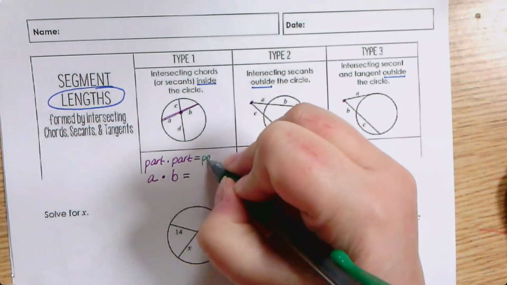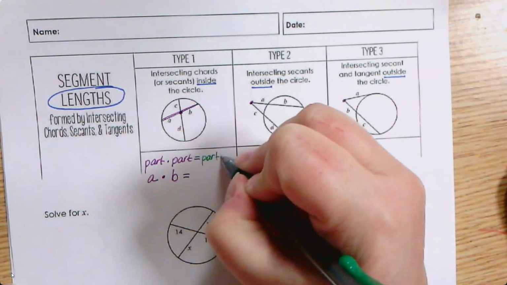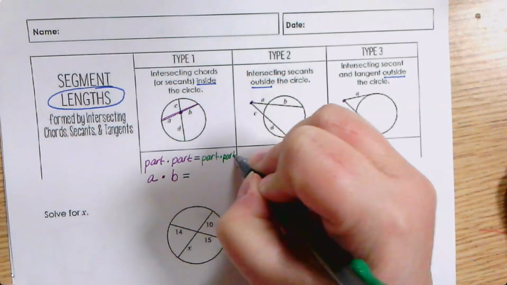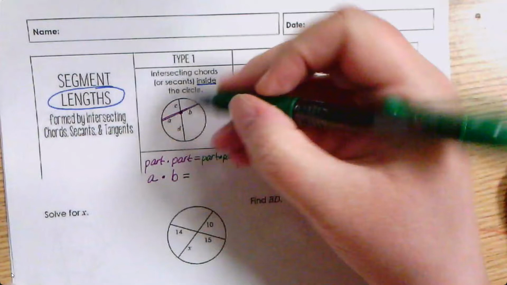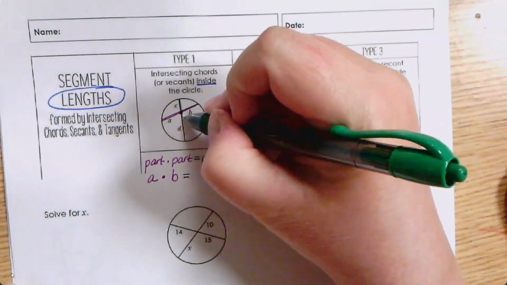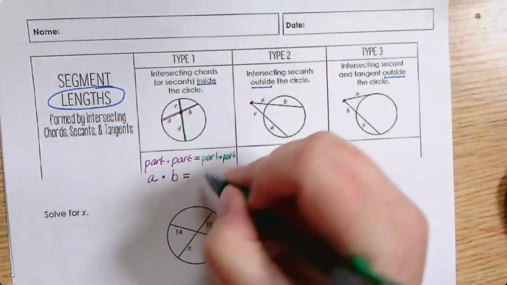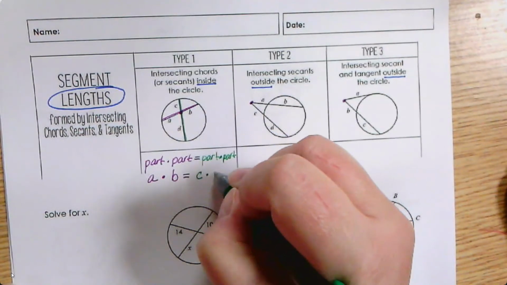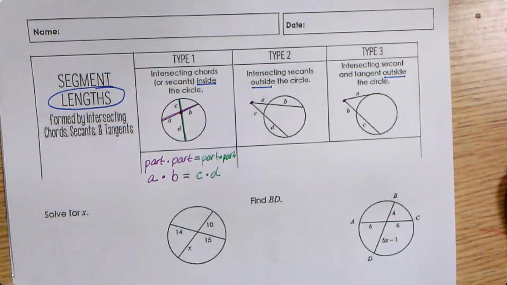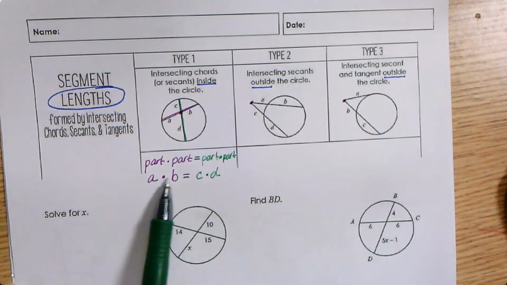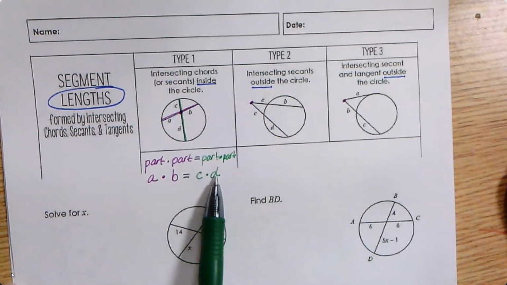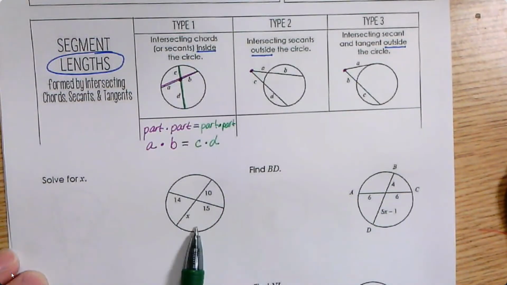one part times the other part of the other chord. So this chord that has C and D, we're talking about part C times part D. So I'm multiplying the two parts of the same chord together, and I'm saying that gives me the same thing as when I multiply the two parts of the other together. Here's an example right here.